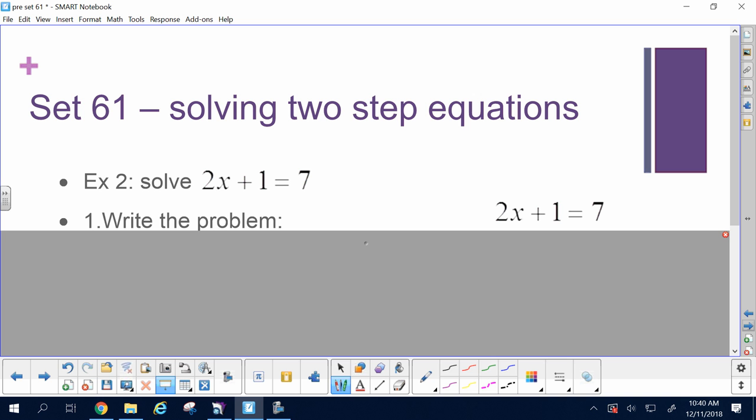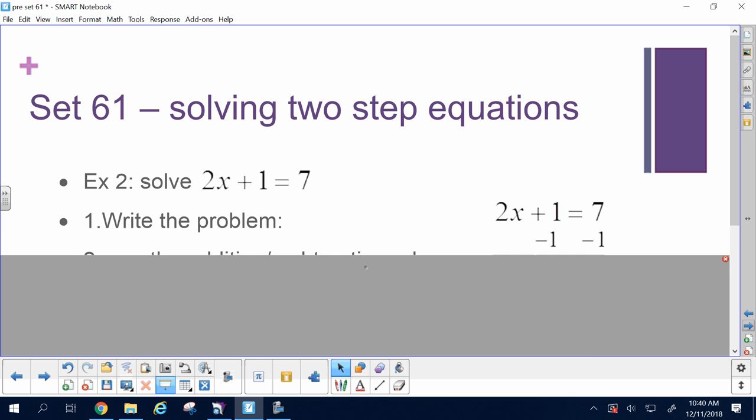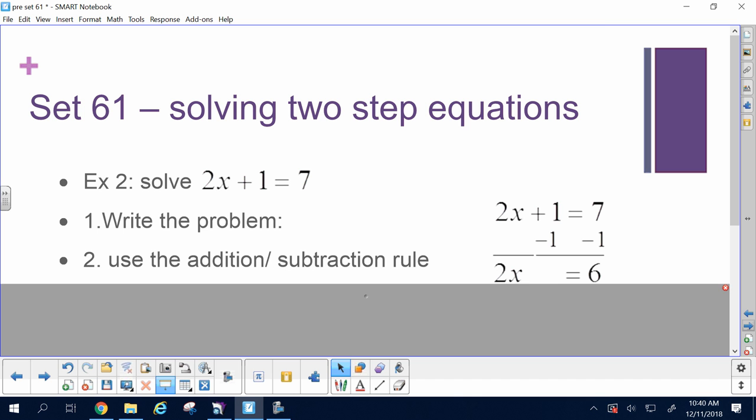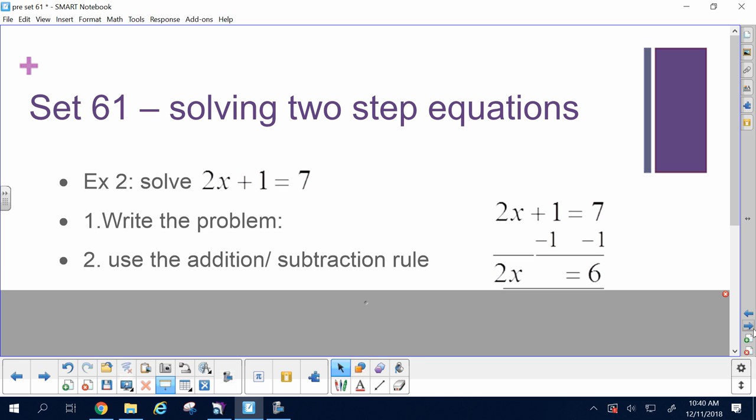And how do I get rid of that 1? Subtract 1. And where do I write that subtracting 1? Near it or below it, did you say? You said under it. Oh, super. Okay, sorry. I'm a bit of a deafy. So if you subtract 1 from both sides, you get 2x equals 6.